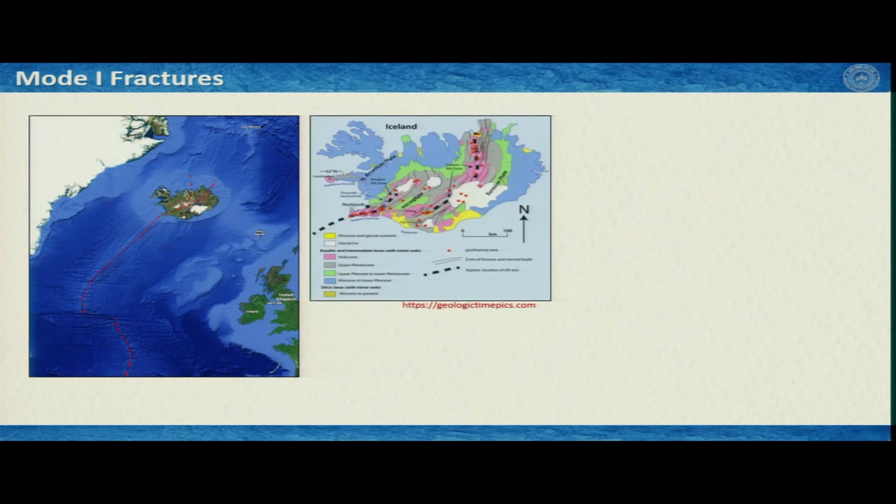We would like to see another example, and we would go to Iceland. What we see here is the mid oceanic ridge in the Atlantic, and it passes through here, and then it goes here and so on. So, this is known as the hinge zone of the mid Atlantic ridge. And if we see the map of Iceland, we see that the ridge is coming like these black dotted lines, then one is going here, and there is another one going like this.